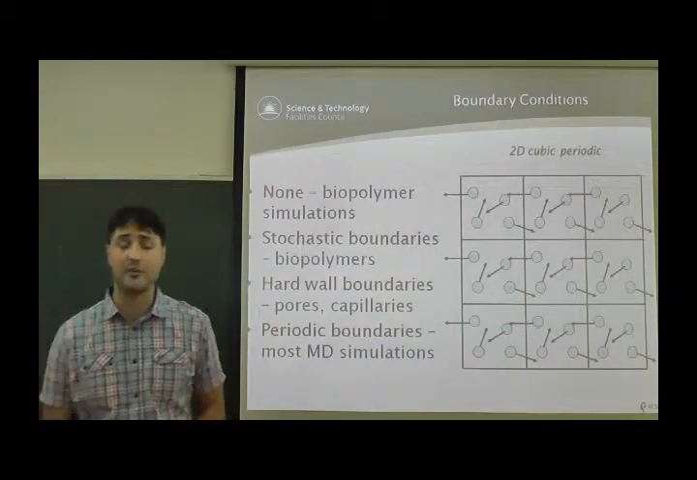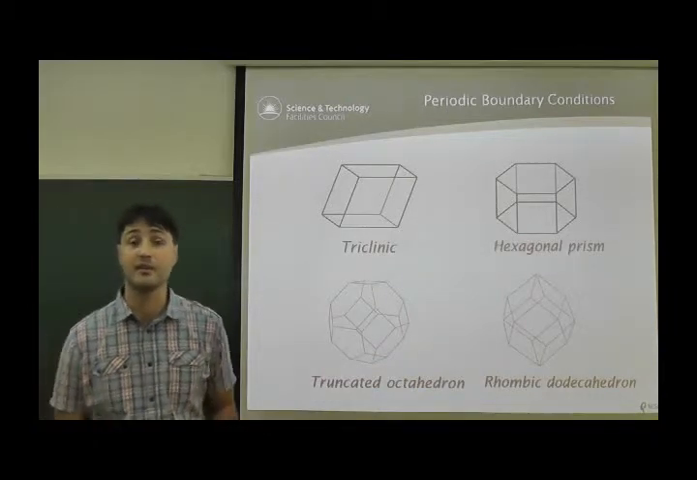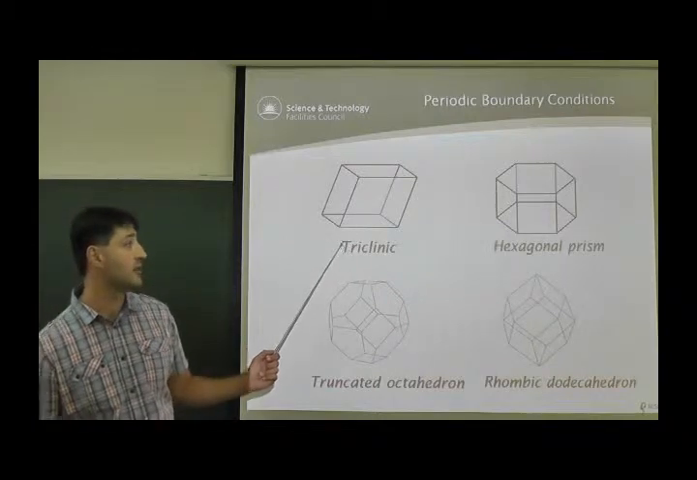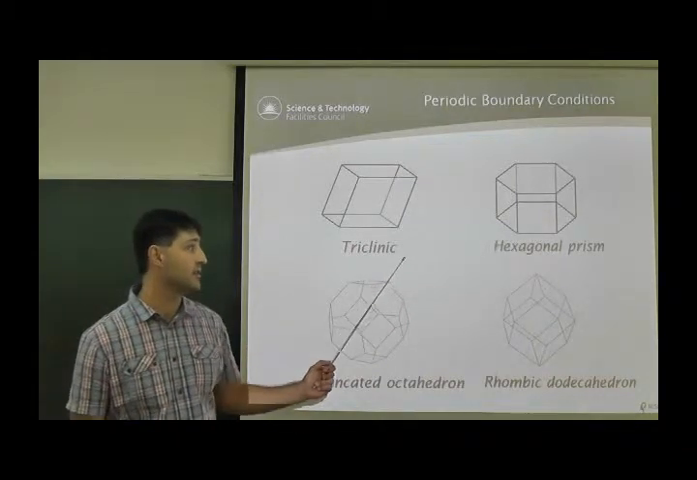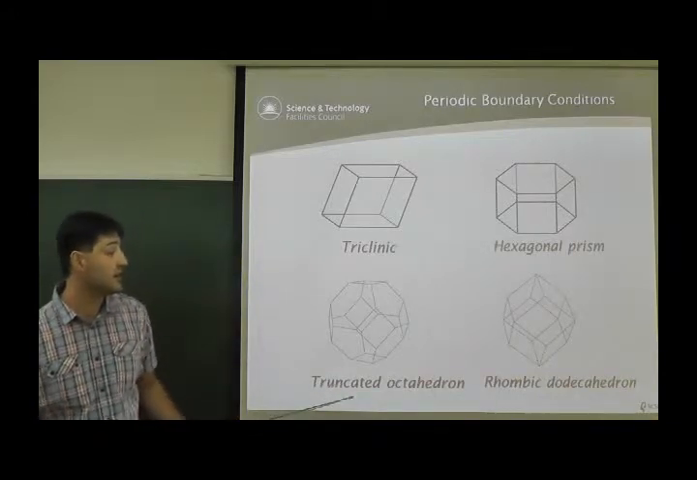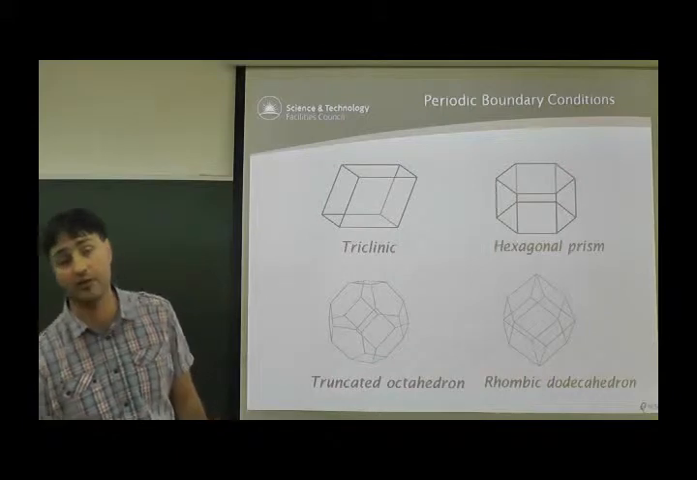There are a number of periodic boundaries that can fill up the 3D space uniformly, and these are the 4 different ones. We can have a triclinic periodic boundary condition, a hexagonal prism periodic boundary condition, truncated octahedron periodic boundary condition, and rhombic dodecahedron periodic boundary condition.